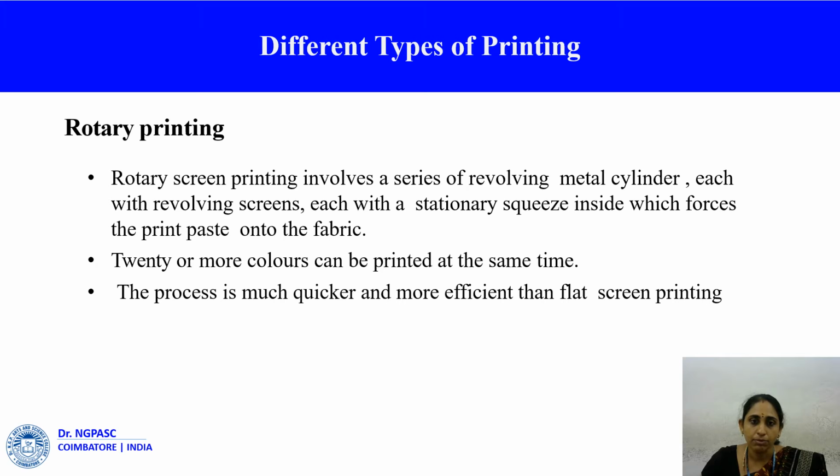The next type of printing is rotary printing. The rotary printing involves a series of revolving metal cylinders, each with revolving screens, each with a stationary squeegee inside, which forces the printing paste onto the fabric. Twenty or more colors can be printed at the same time. The process is much quicker and more efficient than flat screen printing.